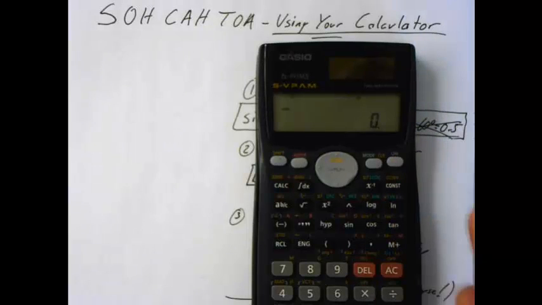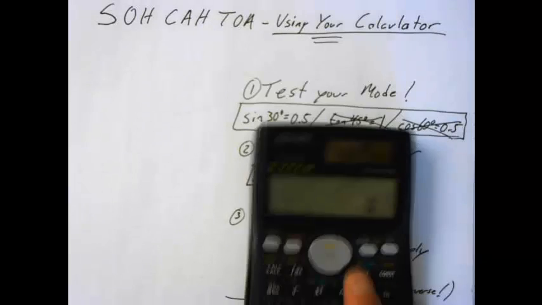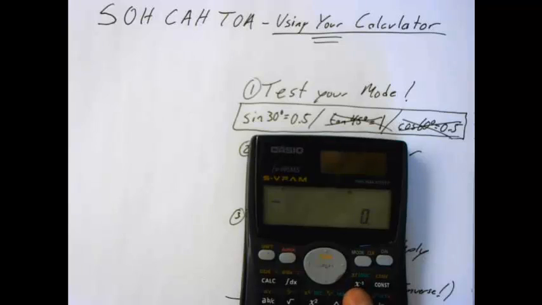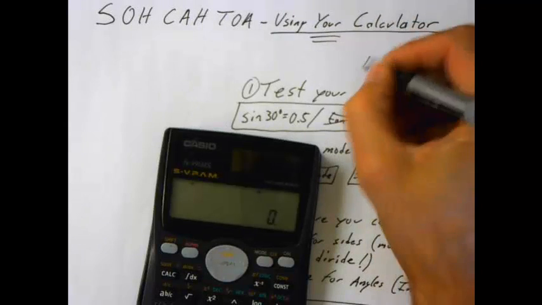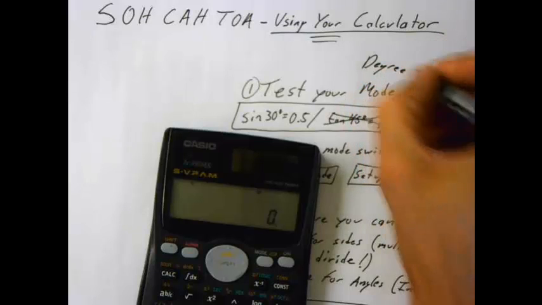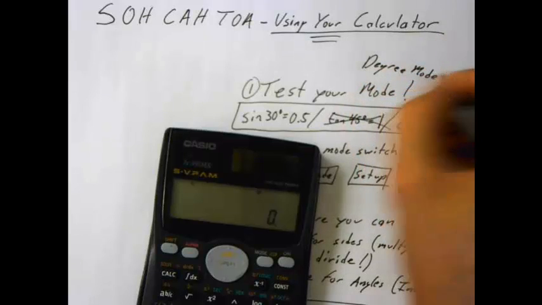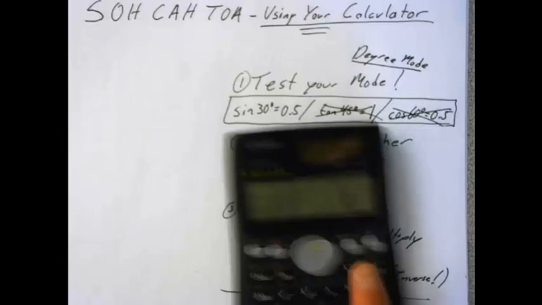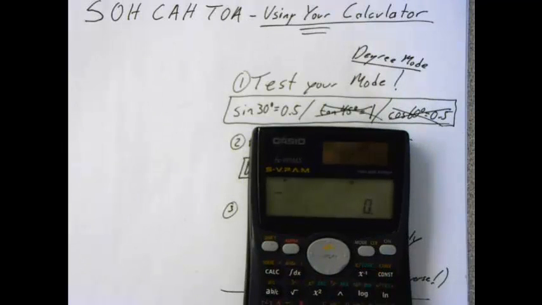Alright, so let's go into step 1, testing it. Okay, test your mode. Now, what I mean by test your mode is you need it in degree mode. So, all your calculators have to be in degrees. Now, where do I check that? Well, I check it up here. You can't really see that, but that is not a D, and it should be a D for degrees.